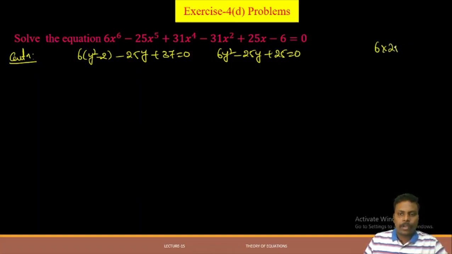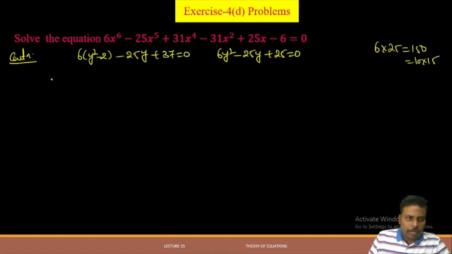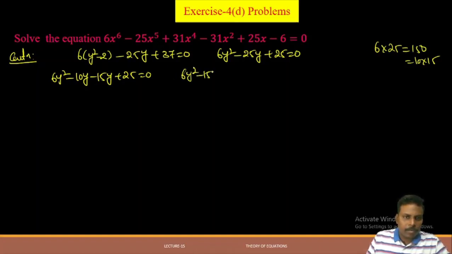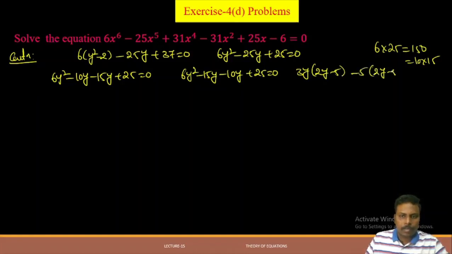So 6 into 25 is equal to 150. This can be written as 10 into 15. So this can be further factorized as 6y square minus 10y minus 15y plus 25 is equal to 0. Okay, so let me take common. Let me write this way: 6y square minus 15y minus 10y plus 25 is equal to 0. Let me take common 3y here. This becomes 2y minus 5 minus 5. If I take common, this becomes 2y minus 5 is equal to 0. So this becomes (3y minus 5) into (2y minus 5) is equal to 0.